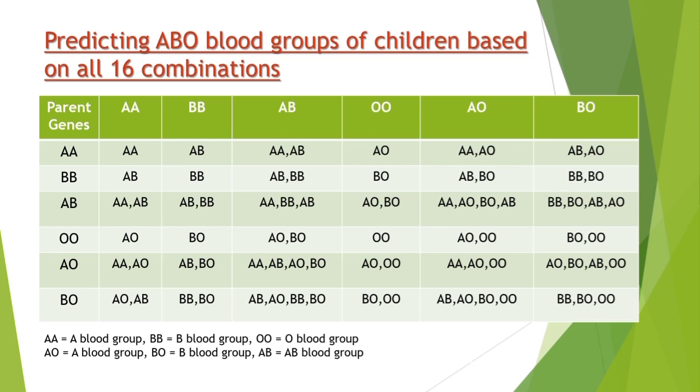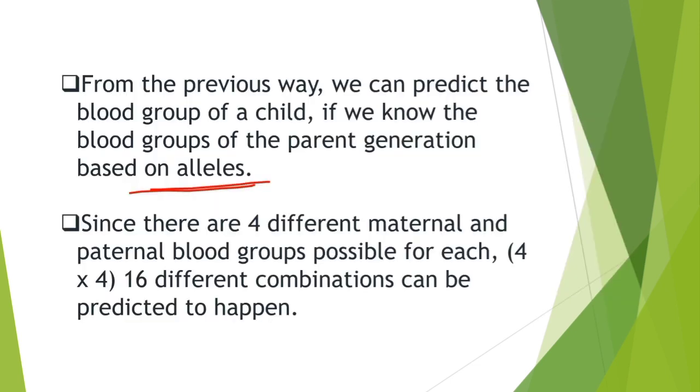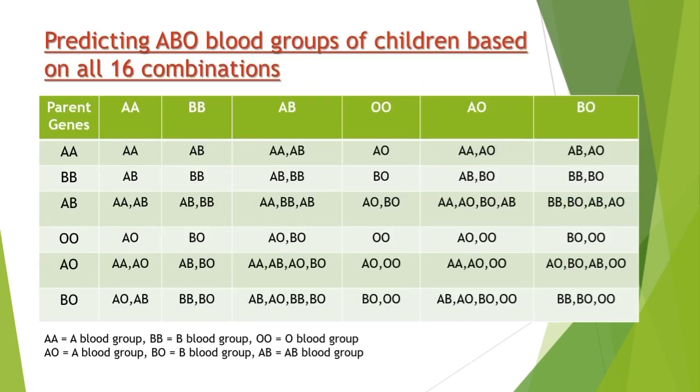So according to the 4 different types of maternal and paternal blood groups, there will be 4 into 4, 16 different combinations which can be used to predict what kind of blood group the child can have. Here is a table where all the 16 combinations for predicting the ABO blood group of children have been given.